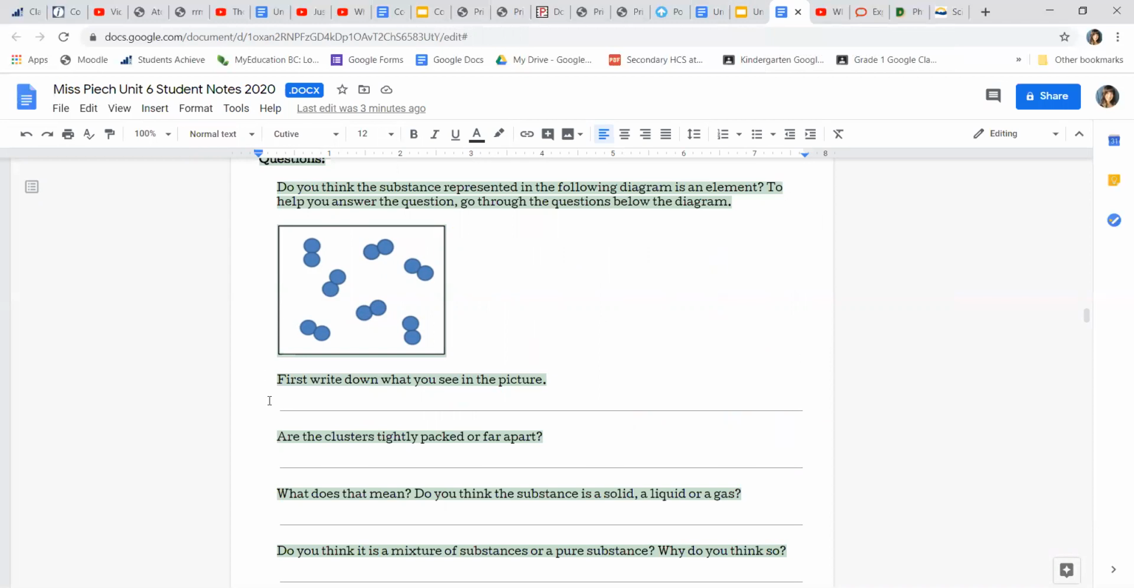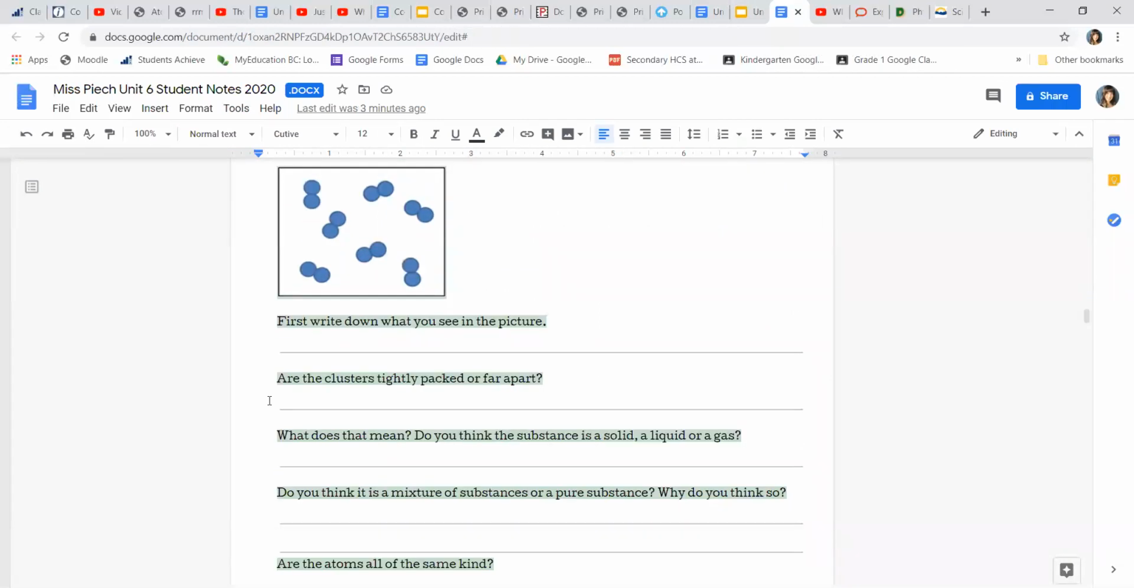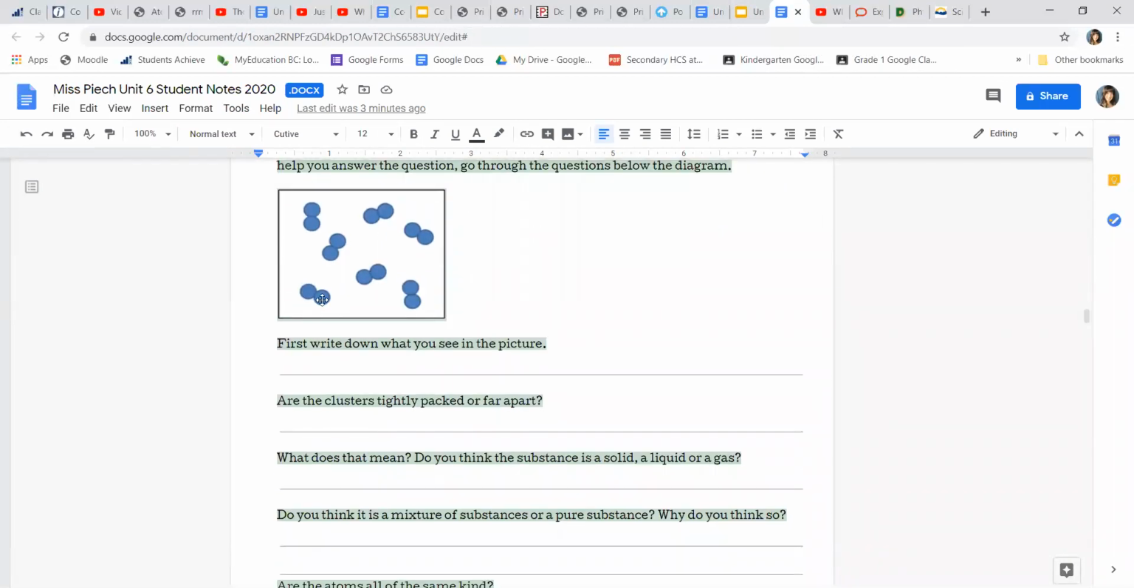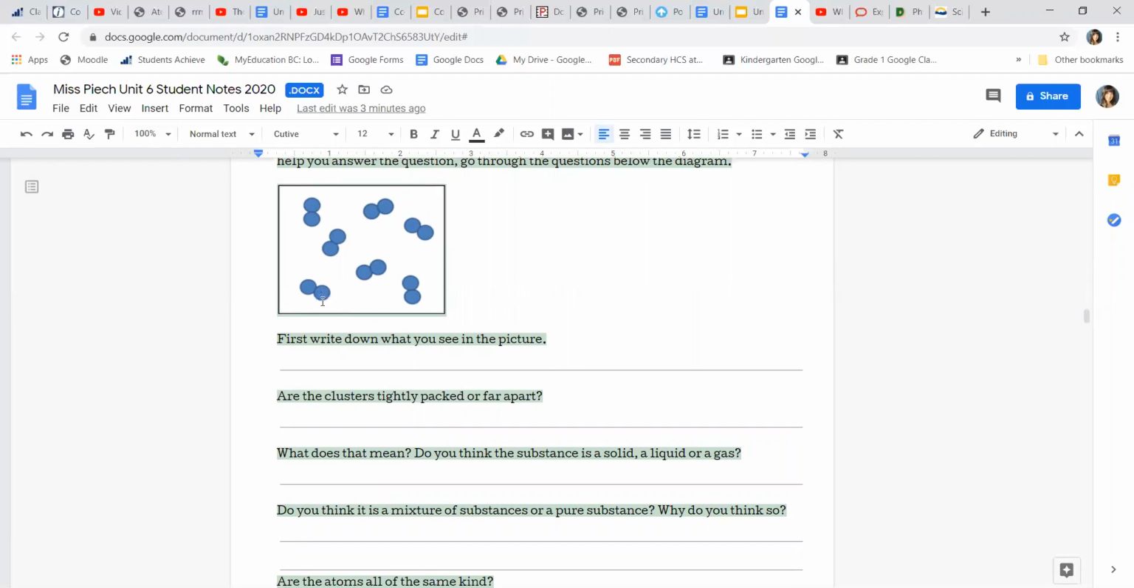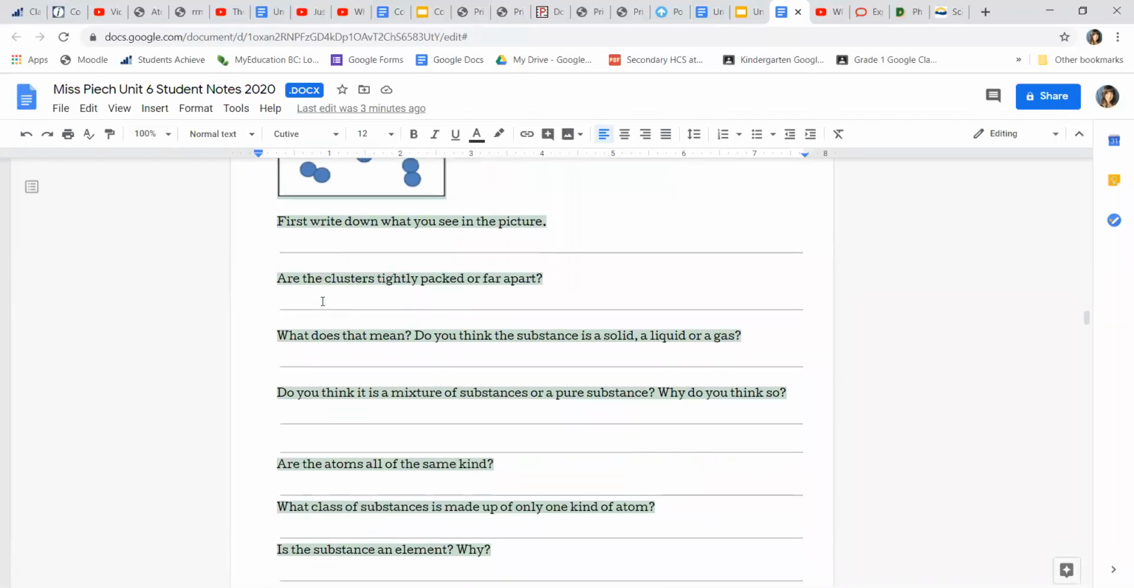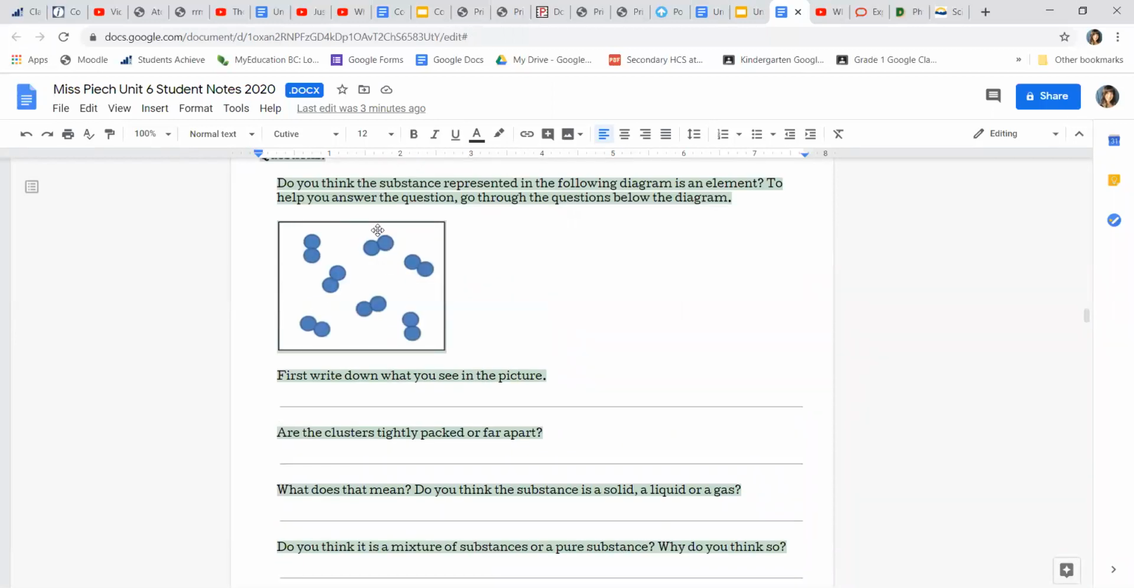What do you see first of all with that? Tell me that. And then are the clusters that they have here tightly packed or are they far apart? Then also, what does it mean if you're noticing, quite frankly, I see this and I'm not seeing them being tightly packed.